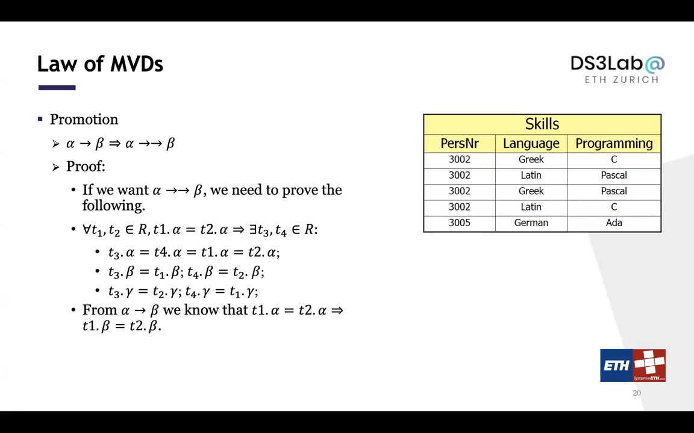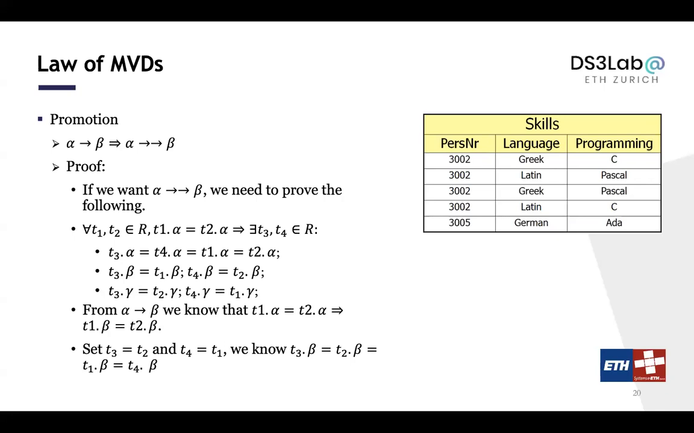Because there is a functional dependency from alpha to beta, and because we know that T1 and T2 match on alpha, we know they also match on beta, right? Given the definition of functional dependency. And because of that, you can set T3 equal to T2 and T4 equal to T1, then we are done, because all those tuples will have exactly the same value on beta because of the functional dependency, right?